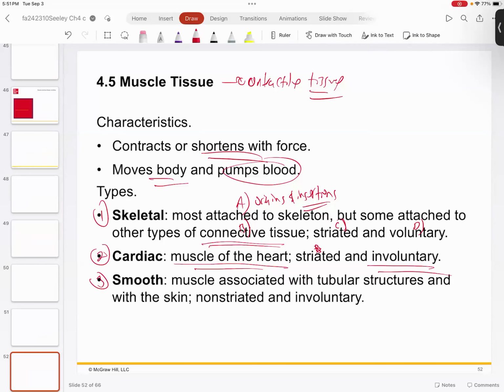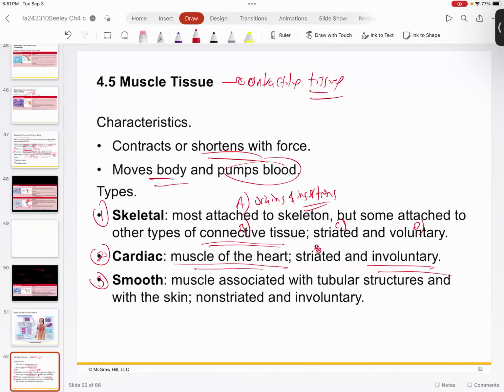The last one is smooth muscle. Smooth muscle is associated with your organs, so tubular structures, for instance, your blood vessels, your intestines, and so forth. They're also non-striated. They don't have a striping system, and they are also involuntary.